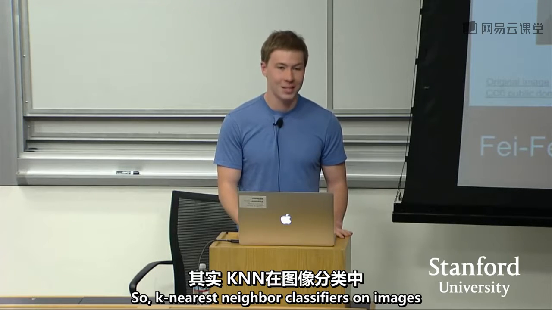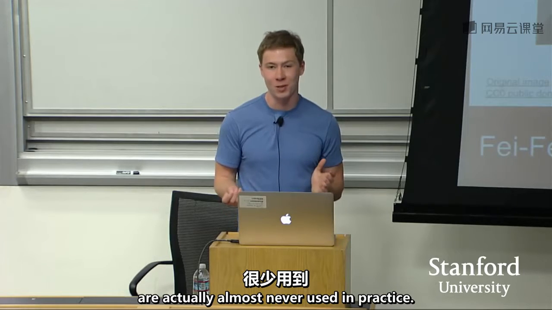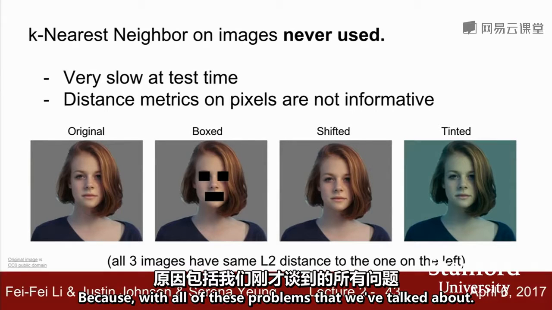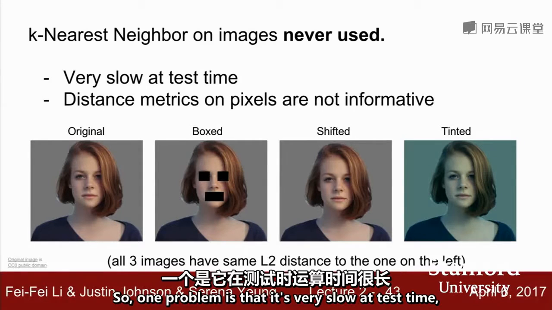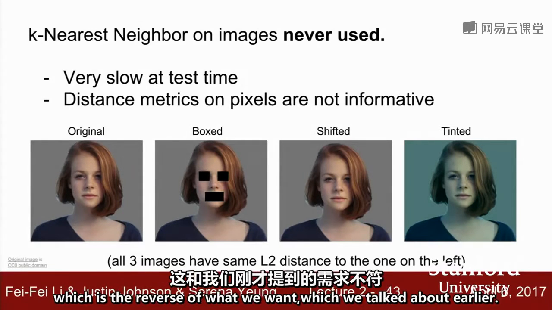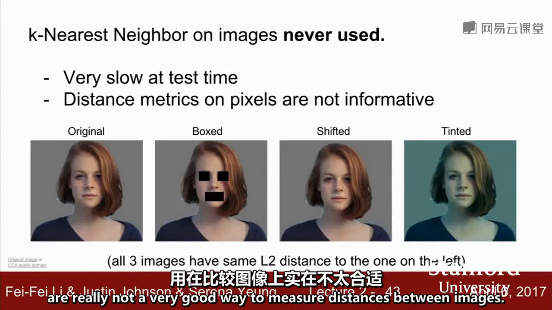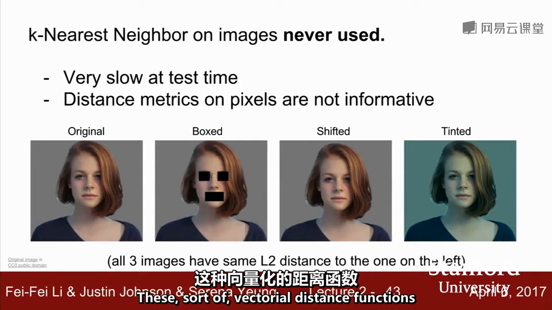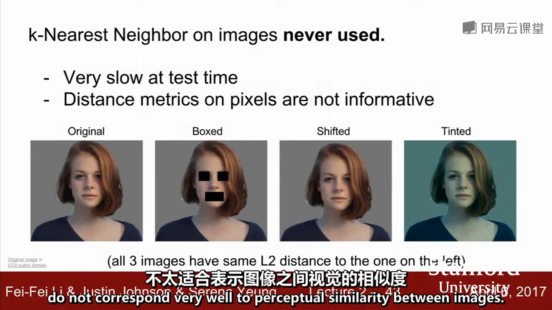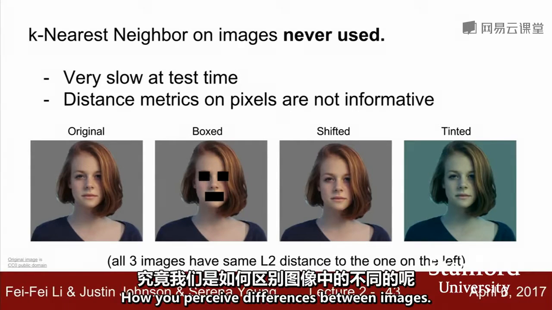So k-nearest neighbor classifiers on images are actually almost never used in practice because of all of these problems that we've talked about. One problem is that it's very slow at test time, which is the reverse of what we want, as we talked about earlier. Another problem is that things like Euclidean distance or L1 distance are really not a very good way to measure distances between images. These vectorial distance functions do not correspond very well to perceptual similarity between images, how you perceive differences between images.